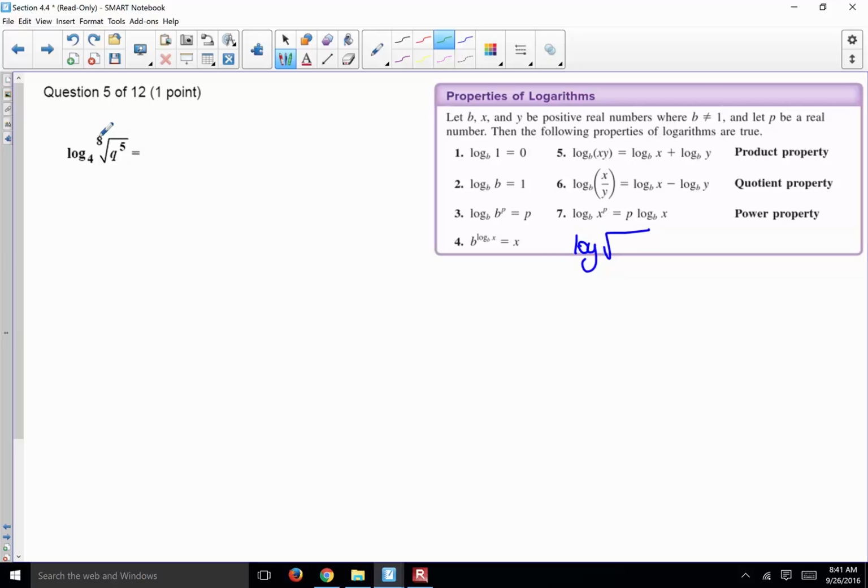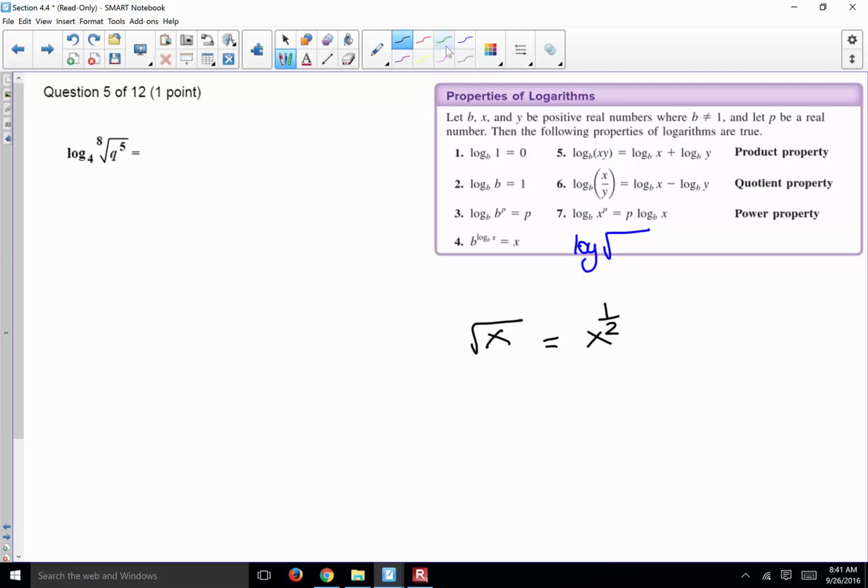Do you guys remember your radicals? Is there a way to change a radical? I think you did this earlier in this course. We changed this into a power, you remember? How did we change it? What is the square root of x in terms of a power? Anyone? It's x squared? No, it's not x squared, it is x to the 1/2.